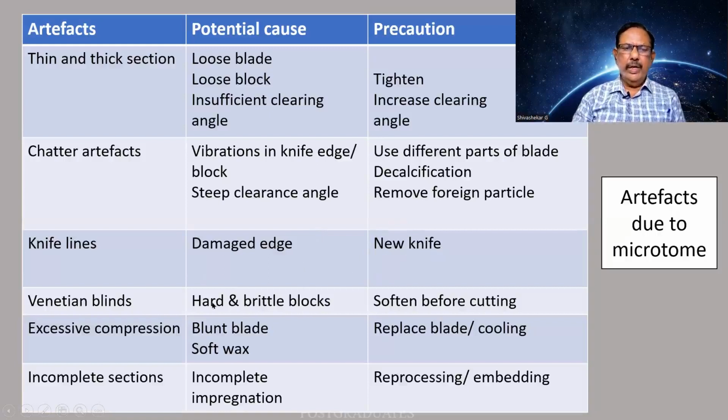Venetian blinds: alternate hard and brittle areas in the blocks. This has to be softened before cutting. Excessive compression can be because of a blunt blade. Instead of cutting, you find it compresses the block. Softer wax can also be a problem. This has to be replaced with a new blade and cooling has to be done.